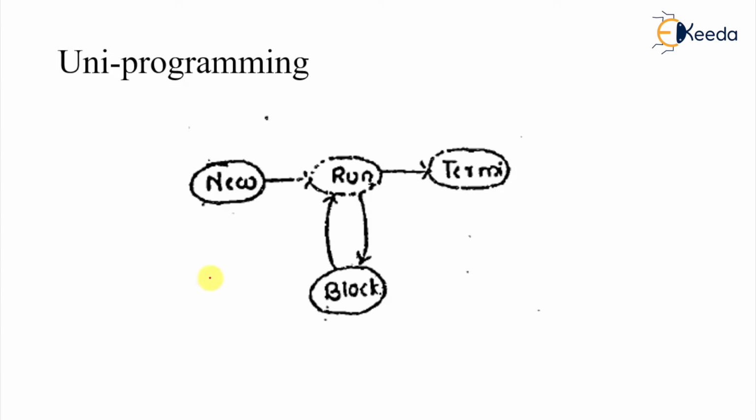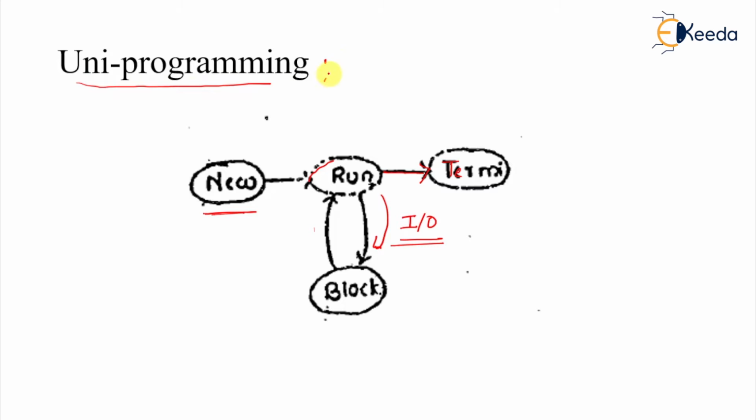So in a uniprogram environment a process is created in the new state, then the process is in the run state, and then it gets blocked. Why does it get blocked? Because it is waiting for some event to occur, in this case an input output event, and finally it will again be in the running state. This process will be repeated, and finally it will complete its task and be in the terminated state. Okay, that is a uniprogramming environment.